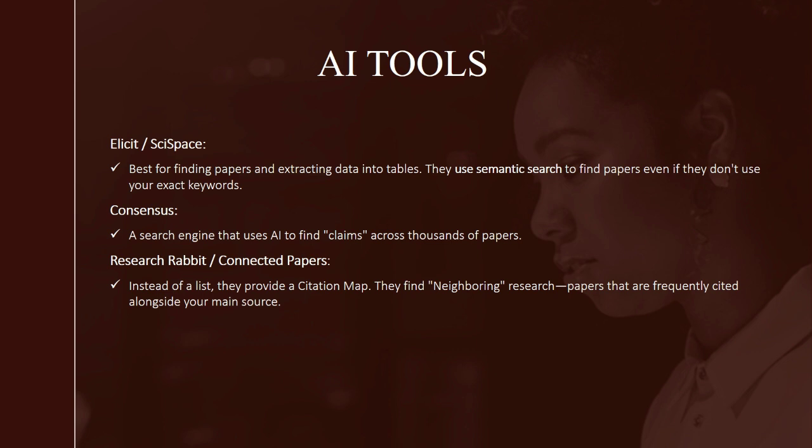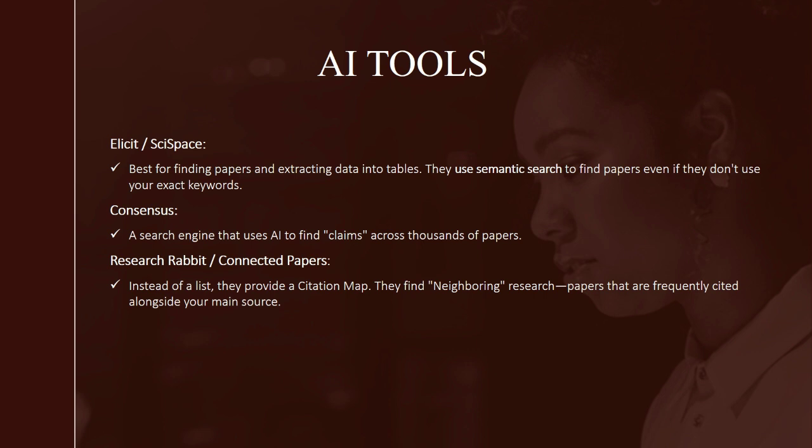Elicit, I think I'll try to demonstrate on these ones. It's best for finding papers and extracting data into tables. It uses semantic search to find papers, even if they don't use the exact keywords that you inputted. And then there's Consensus, which is a search engine that uses AI to find claims across thousands of papers. It's more of a yes and no situation.